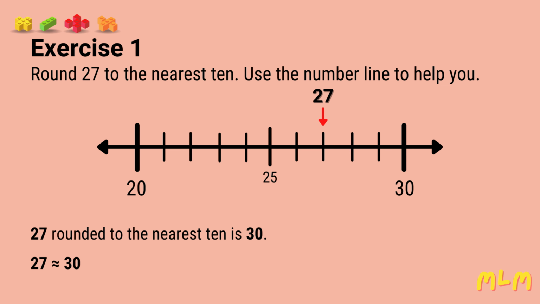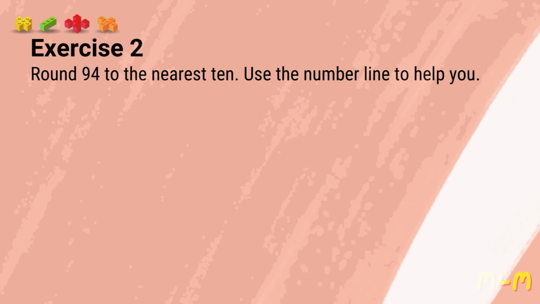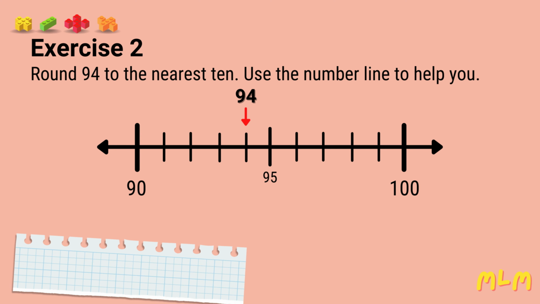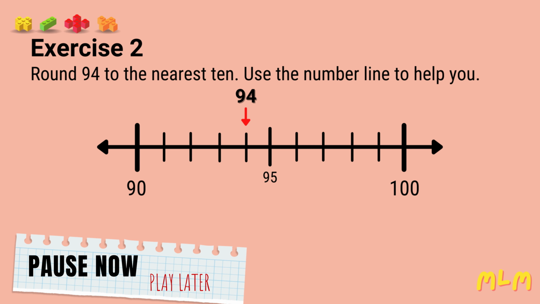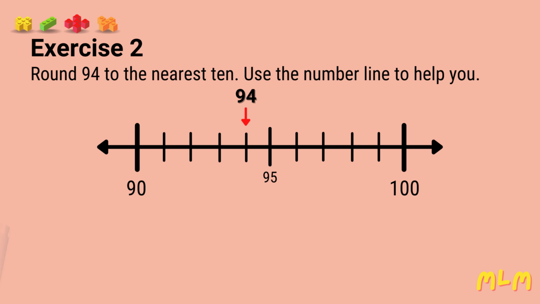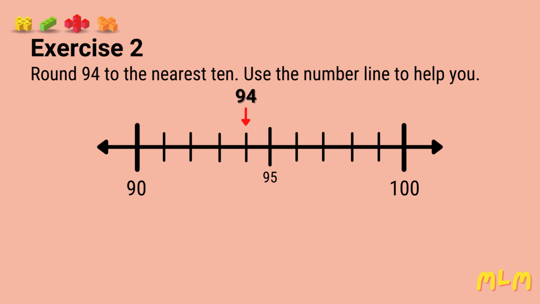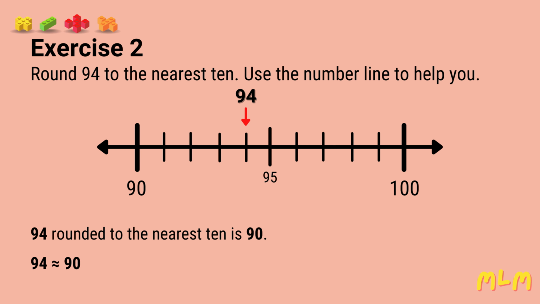Let's have another exercise. Round 94 to the nearest 10. Use the number line to help you. Pause the video and think about the answer. Play it again to see if your answer is correct. 94 rounded to the nearest 10 is 90. We can also say 94 is approximately equal to 90. Is your answer correct?